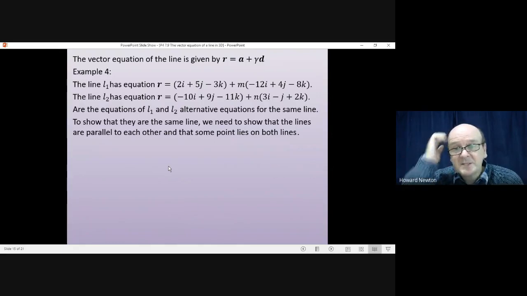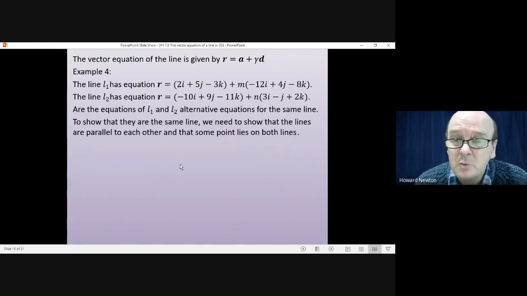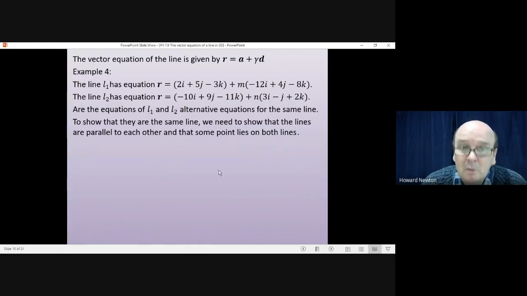Now, to show that they're the same line, we need to do 2 things. First of all, we need to show that the lines are parallel to each other. If they are parallel to each other, we then need to show that there's some point which lies on both lines. And if both of those things are true, they must be the same line. Okay, I'll let you have a go at seeing if you can make sense of this. So pause the video, have a go at doing the question, come back to me when you're ready.